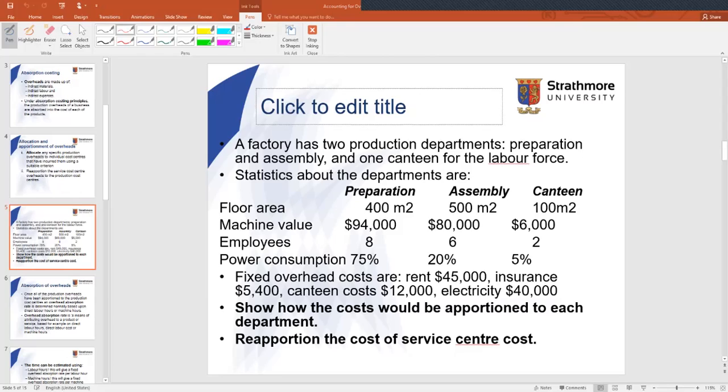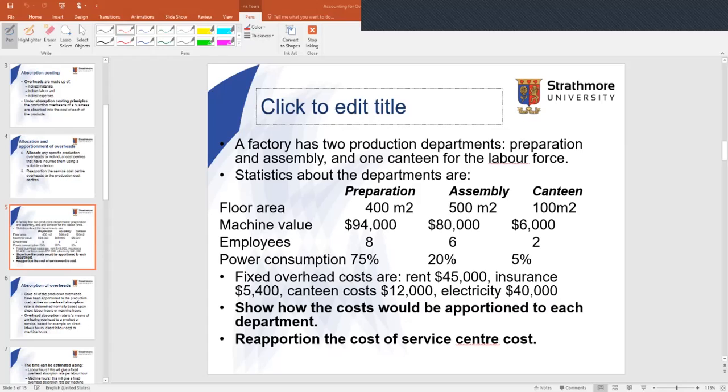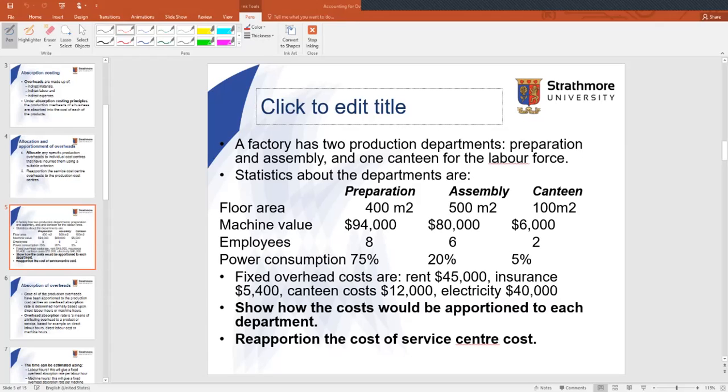56,820. I think after we also absorbed the canteen, we got 60 something, 61,494. That's the overhead absorbed. Yes, okay. So for the preparation department, we got 61,494.